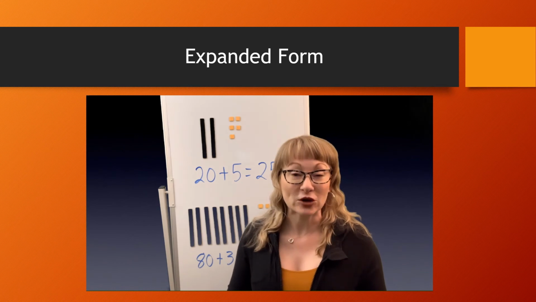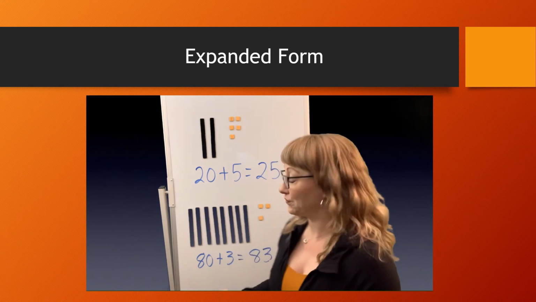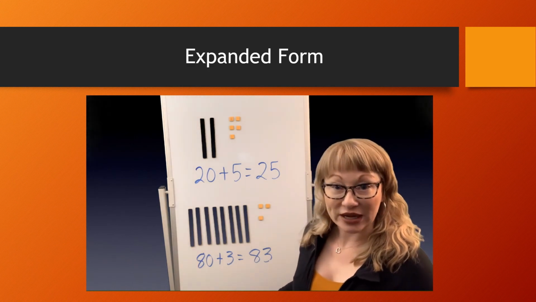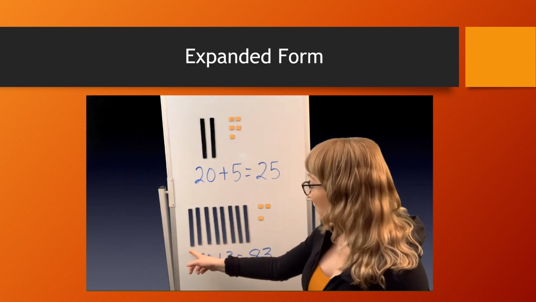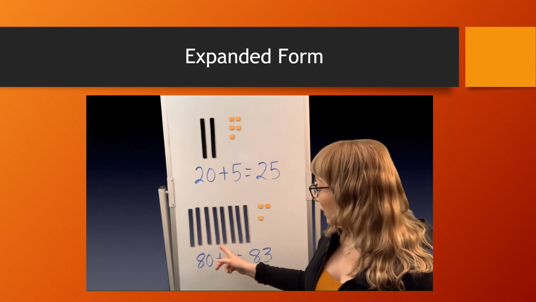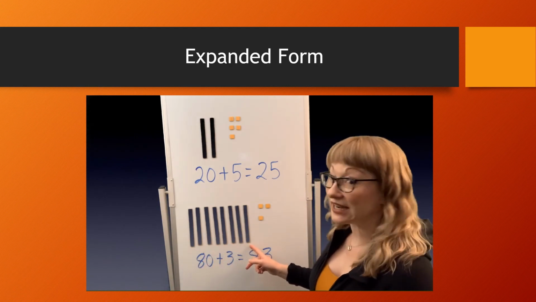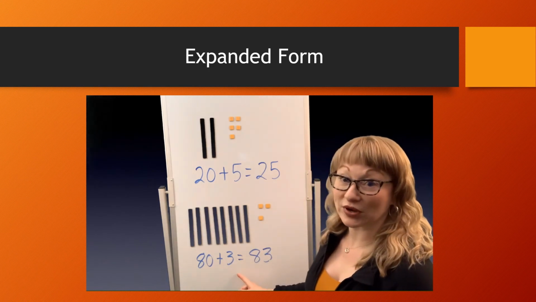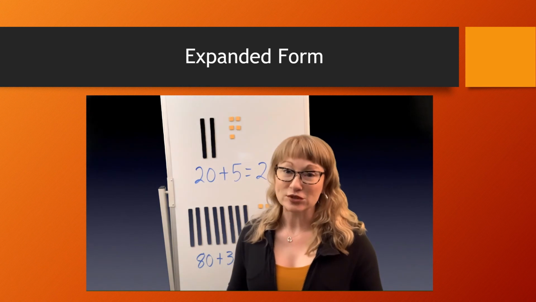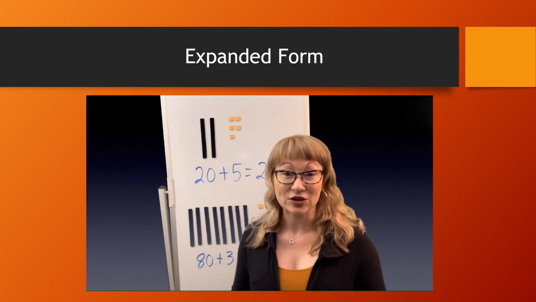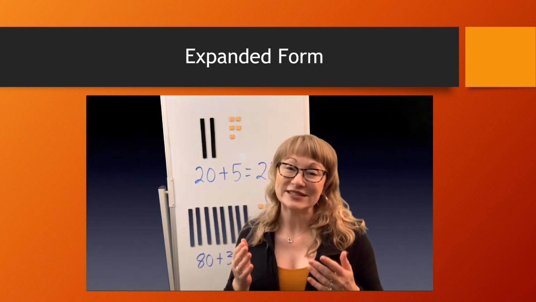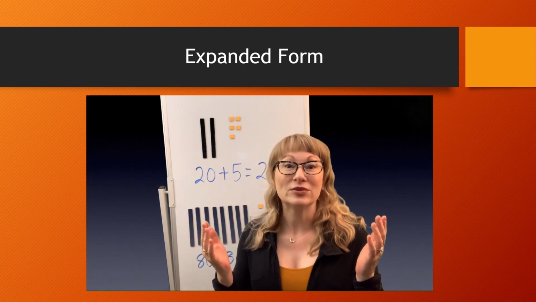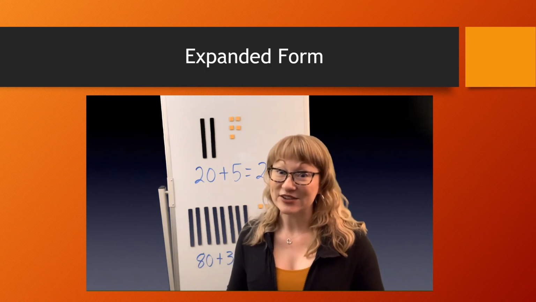Let's take a look at a bigger number and we'll practice the same skill. This one is 83. Let's count out our base 10 blocks. 10, 20, 30, 40, 50, 60, 70, 80, 3. 80 plus 3. So whenever you get confused or you're wondering if you have the right answer, all you have to do is slow things down. 83. 80 plus 3.